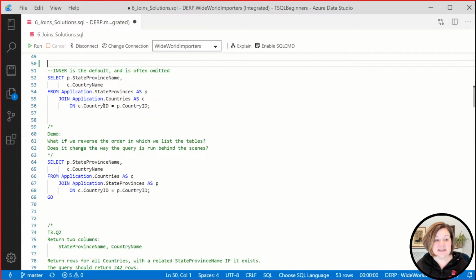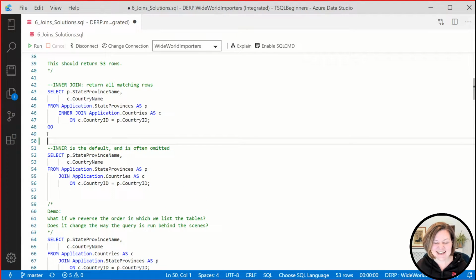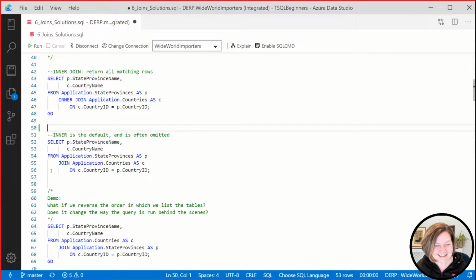Now, this second query here, I wanted to skip over this. I'm so excited about the next bit. This next query here is the exact same as the first one. It just doesn't have the word inner. If you just say join, it will assume you mean an inner join. Inner is the default. I'm not saying it's a good thing to omit it. I would say that most of us are in the habit of just omitting it.